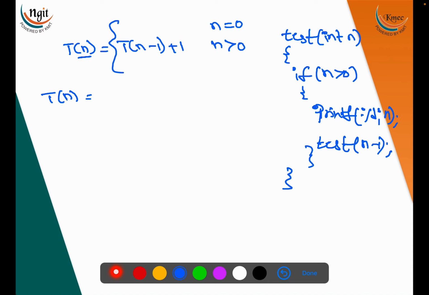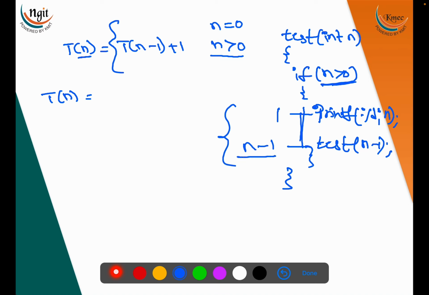So what you noticed is, when n value is greater than 0, then only this is going to happen. So the time complexity for this is T of n minus 1 plus 1, correct? When n value is greater than 0, printf function will take 1 unit of time, test function will take T of n minus 1 time. So when n is greater than 0, the time complexity is what?